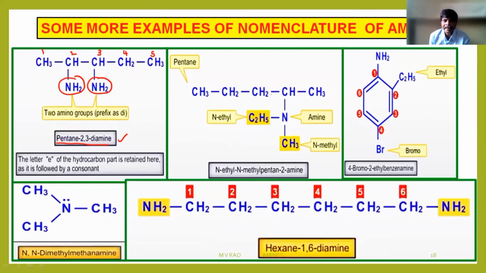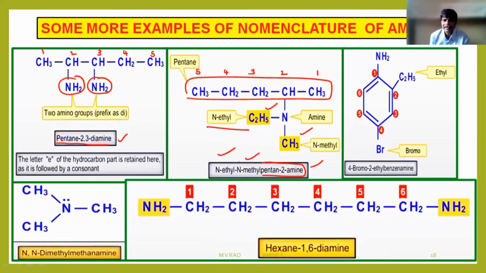Next one: 1, 2, 3, 4, 5, five carbons in a chain. At the second carbon, this N is attached. So pentane-2-amine. For this amine, one ethyl group is there and one methyl group is there. In alphabetical order, N-ethyl, N-methyl, pentane-2-amine.